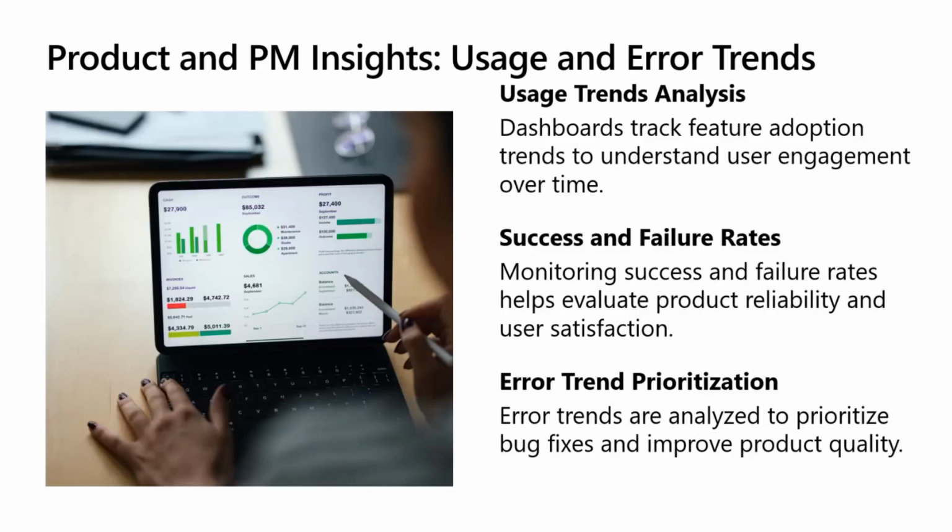And you may also want to look at error trend prioritization. Look at your trends and prioritize bug fixes. This is just something that you do as a PM. There's not going to be a time where you're going to have an empty backlog. There's always going to be a backlog, and you need to make decisions in terms of what you want to prioritize. And let me move to the next one.